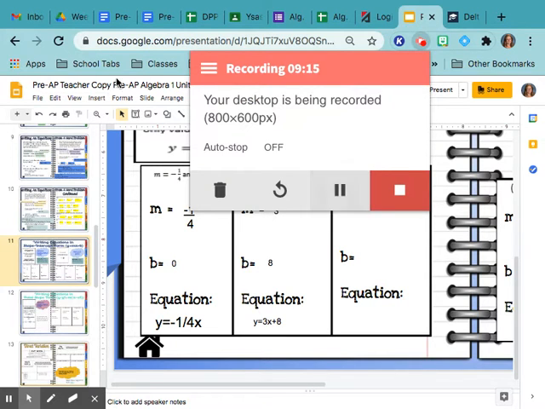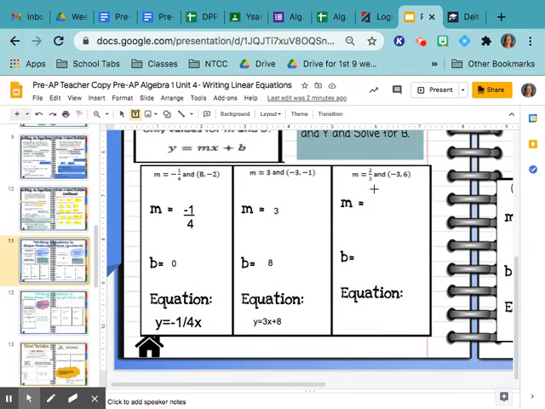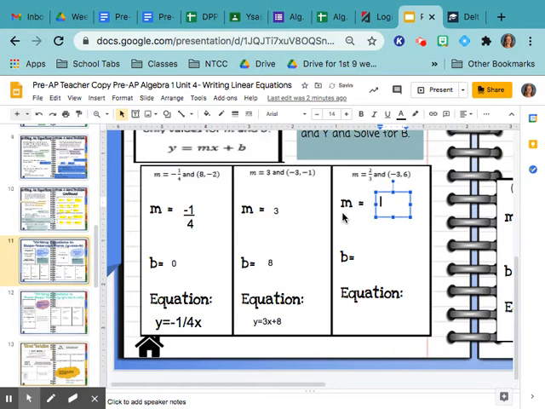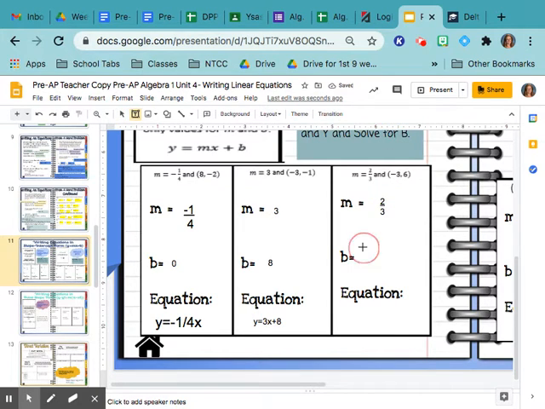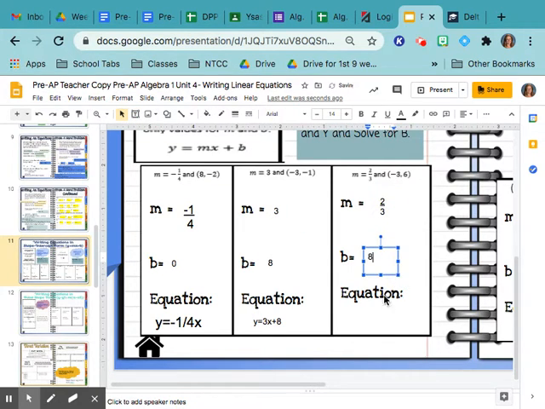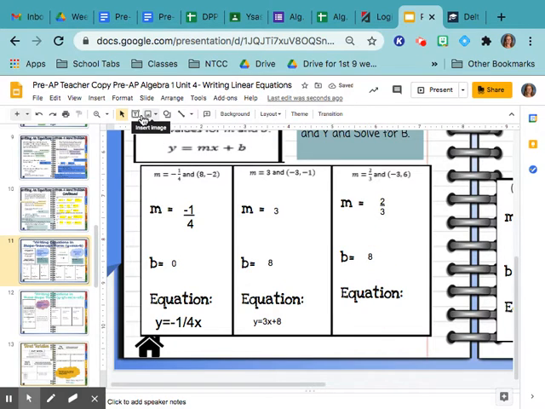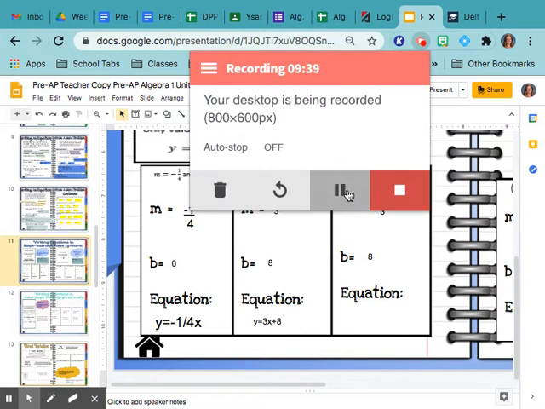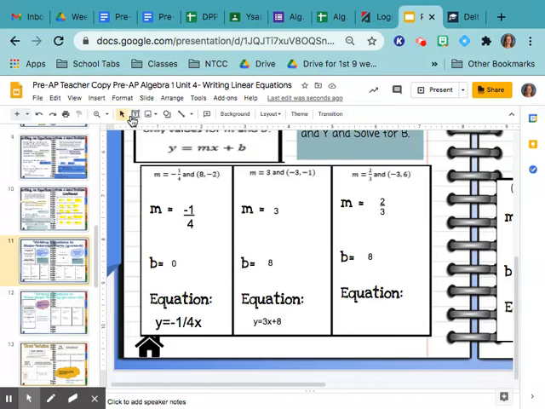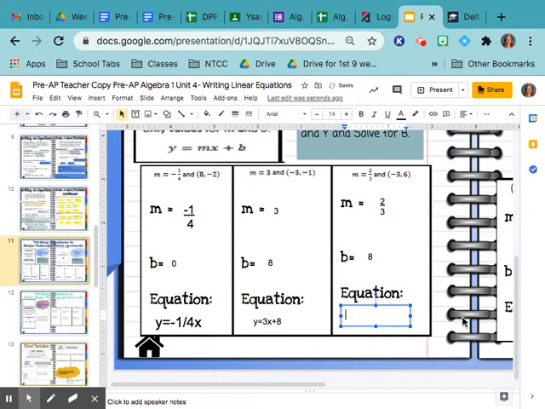Okay, so let's go ahead and put that on our digital interactive notebook. So 2/3. I'm gonna make this underline. B is 8. Okay, so then the equation is y equals 2/3 x plus 8.